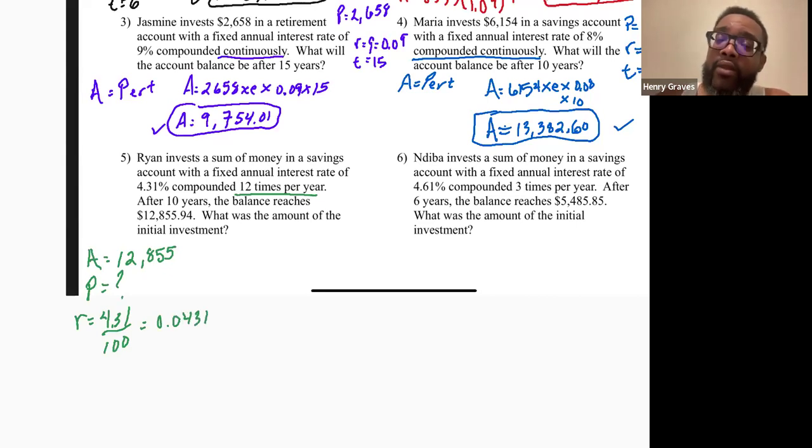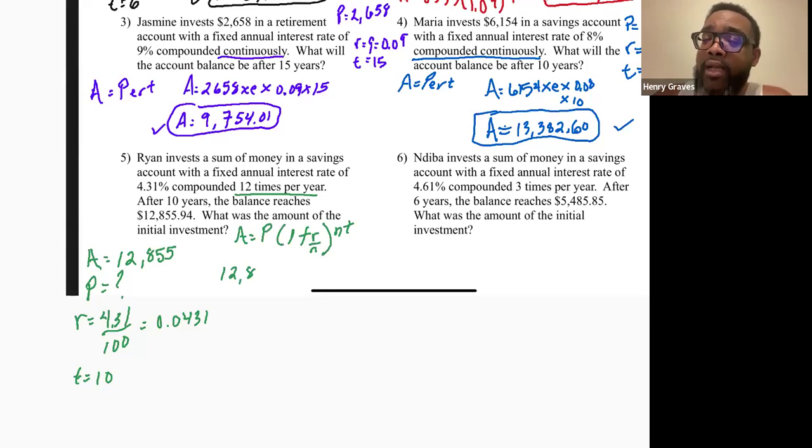So I know, write my formula down. A is equal to P times (1 plus R divided by N) to the N times T. So I know I'm going to be looking at 12,855 equals P times (1 plus the rate 0.0431 divided by N). What's N equal to? N was equal to 12. Oh, I forgot about that one. Divide by 12, and then I do 12 times 10.